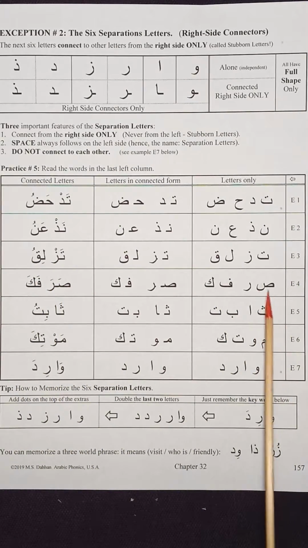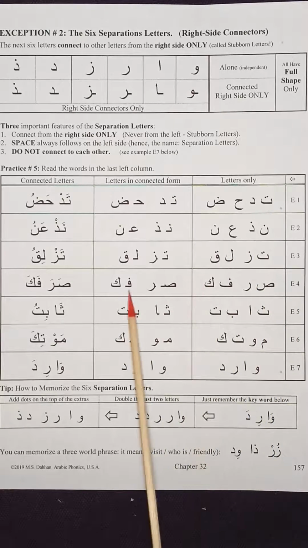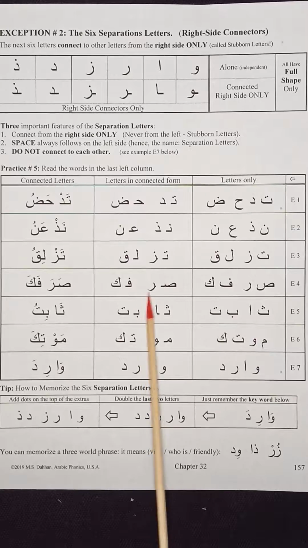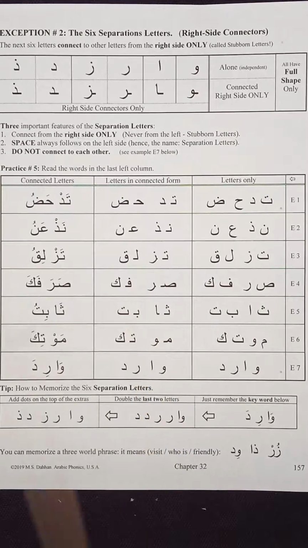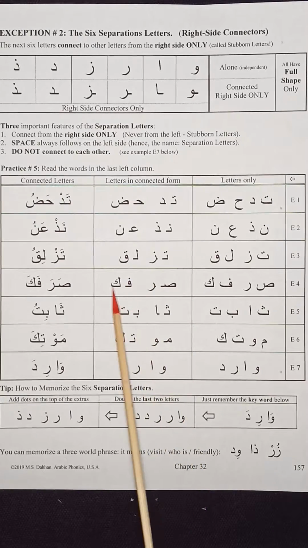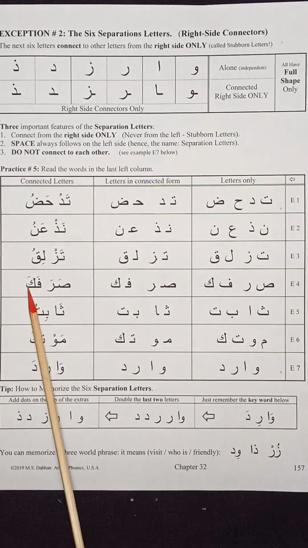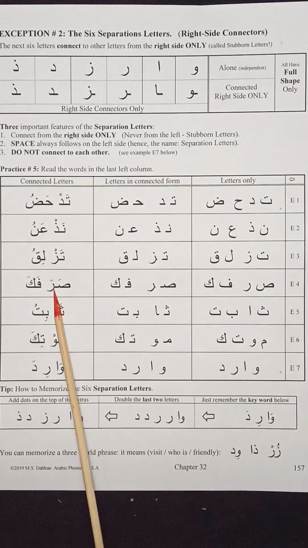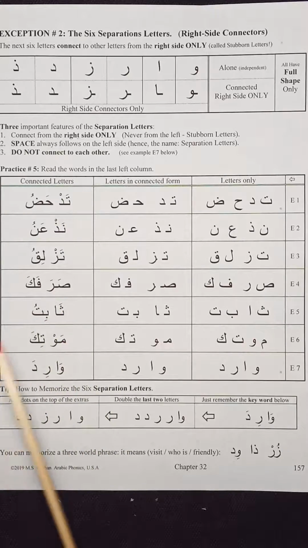Example 4 is recording. We have all these letters because we have the separation letter. It connects from the right side, never from the left, and this is the only shape we have to use. Everybody else in half shape, then the last one in full shape. Sa, ra, fa, ka. Sa, ra, fa, ka. 4 syllables. They are open syllables, technically.